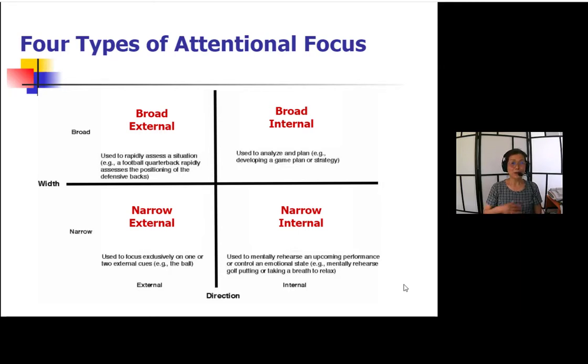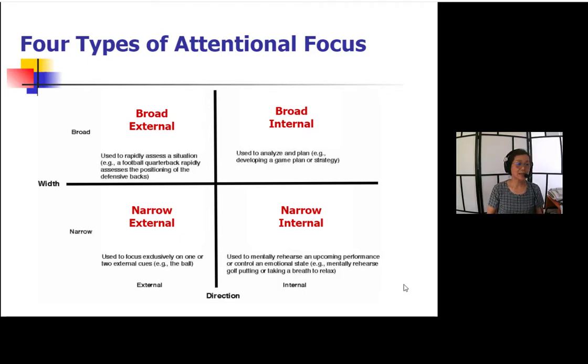And again, we all have one dominant attentional style from these four. And again, that attentional style could help or hurt your best performance. Broad external attentional style is good for rapid assessment of your surroundings and situations. Broad external can be used to analyze and plan your game plans, your study plans, your performance plans.